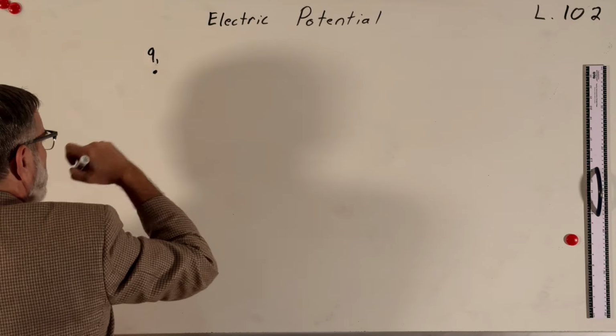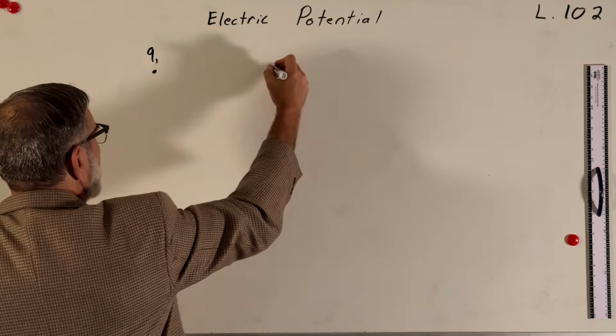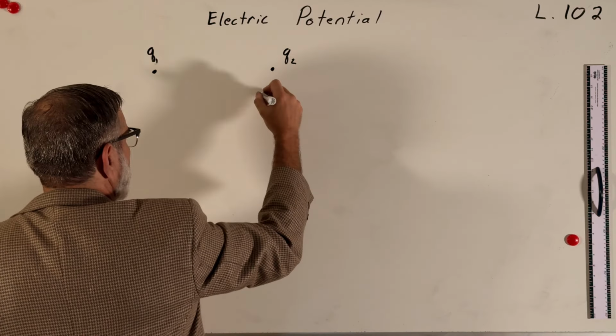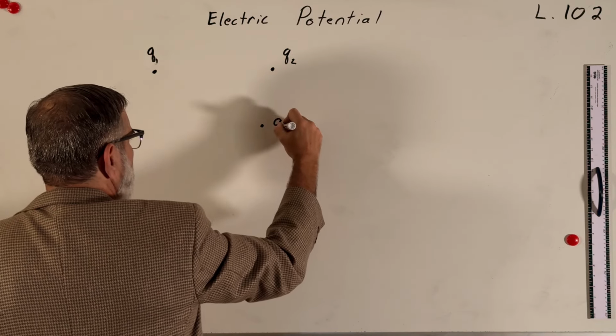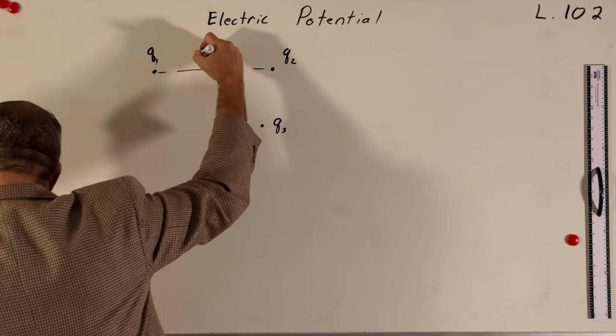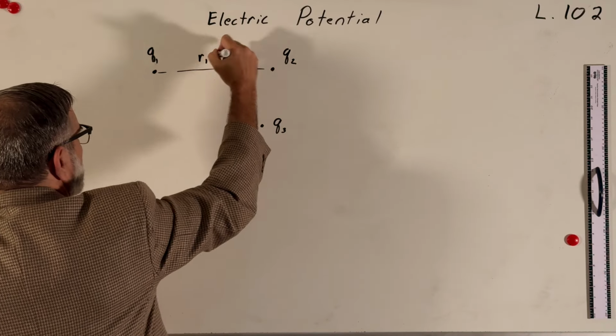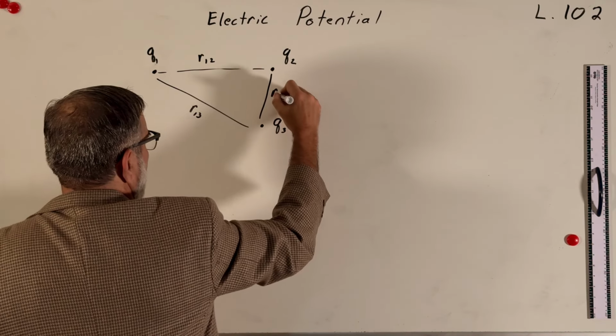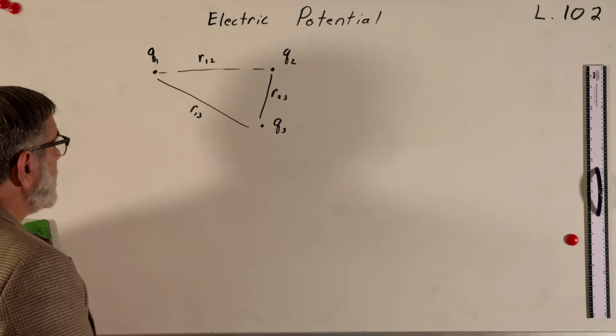Electric potential. This will be charge 1, and then I'll put charge 2 over here. I like to use the curly Q's. And maybe charge 3 over here. And we'll specify the distance between these, we'll call it R12, and we'll call this R13. We'll call this R23. Okay?